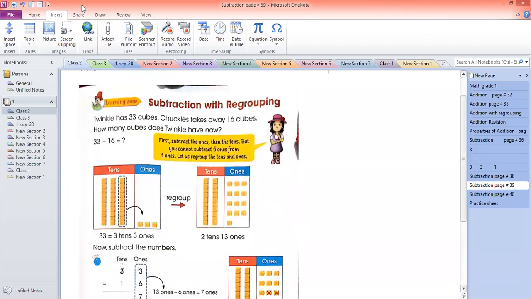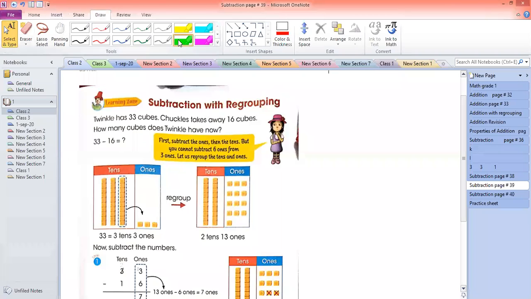Example is saying Twinkle has 33 cubes. And Chuckles takes 16 cubes and goes away. How many cubes does Chuckles have now? So for that you need to minus 16 from 33.